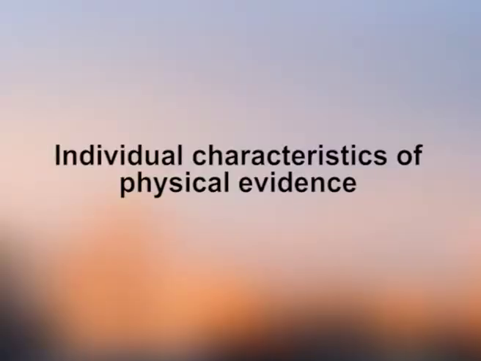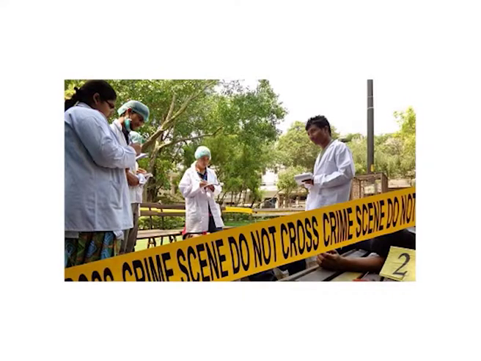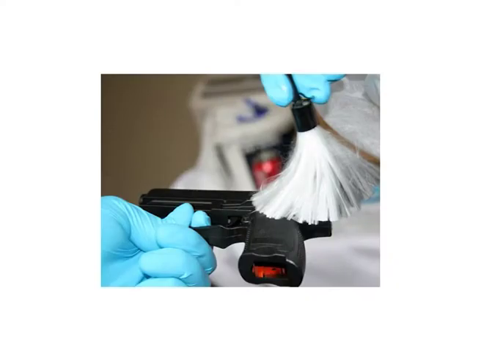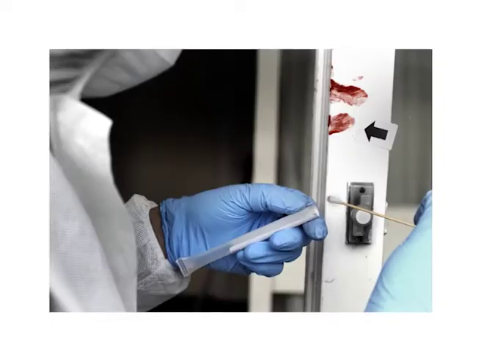Now we come to the next, individual characteristics of physical evidence. This is the second characteristic of physical evidence. These are the individual characteristics that make them different or unique from the other group or class. These evidences link the suspect with the crime scene. For example, fingerprint, bloodstain, DNA, etc.